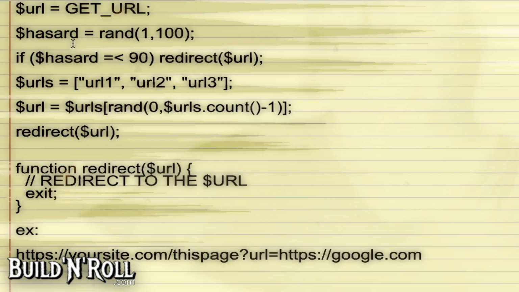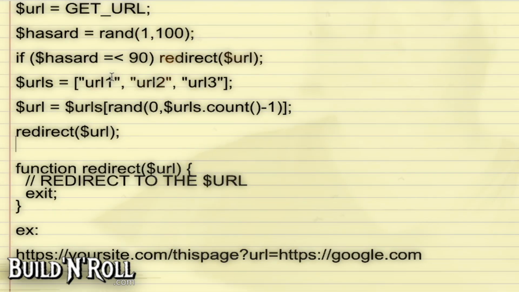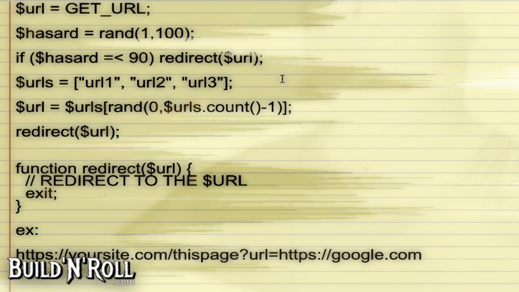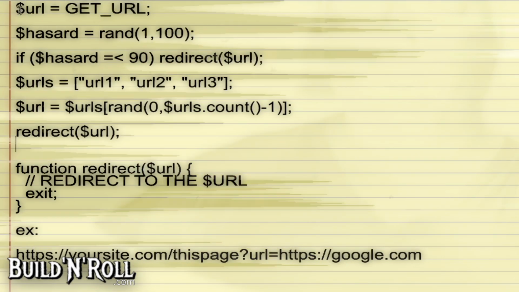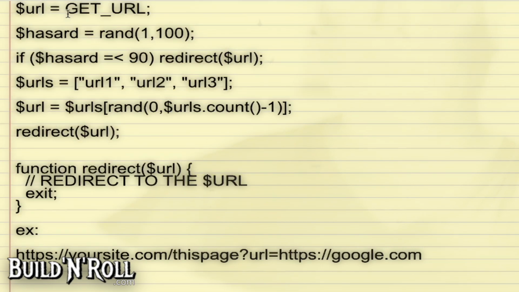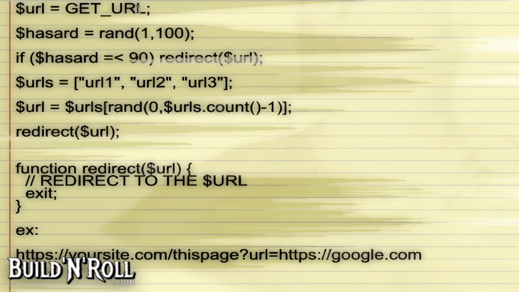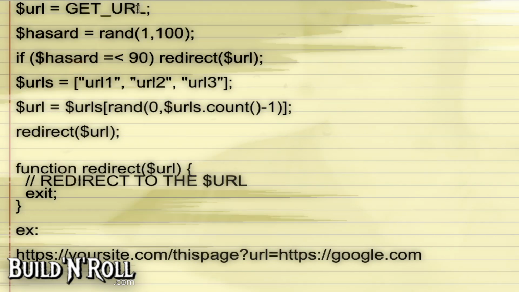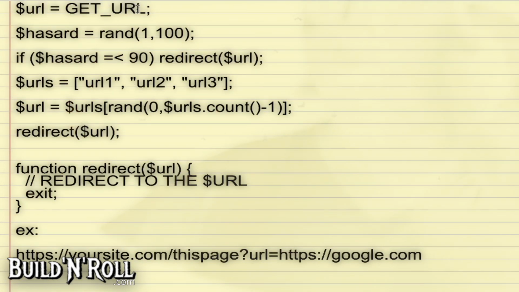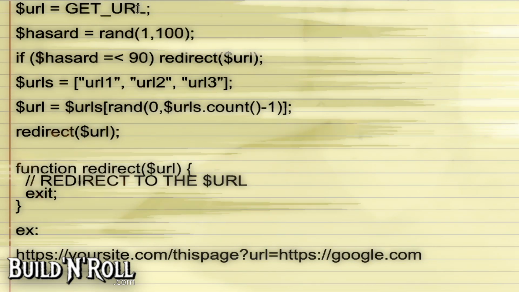So I will describe the logic. This is a pseudocode. So it means it can be done in JavaScript or in PHP or Python, any programming language. So you will put this on a page. And so the logic is first, we have a variable URL and we get the URL. We get it from the URL of the page that this script is on. So we get a URL, which is the link where you want to send people to.